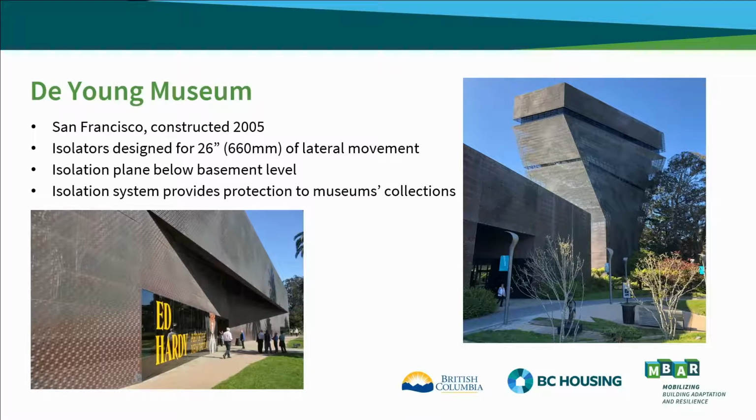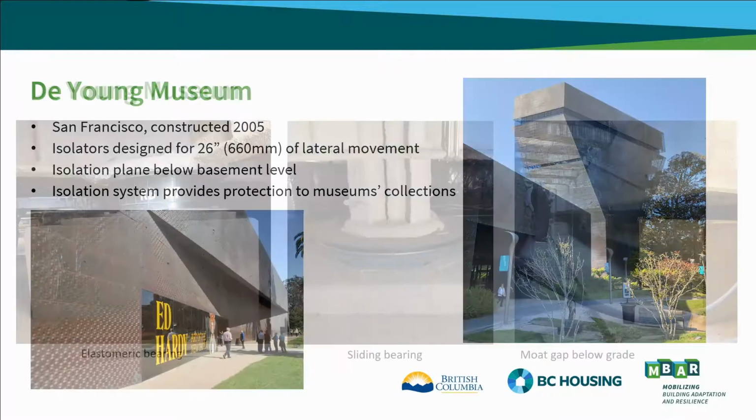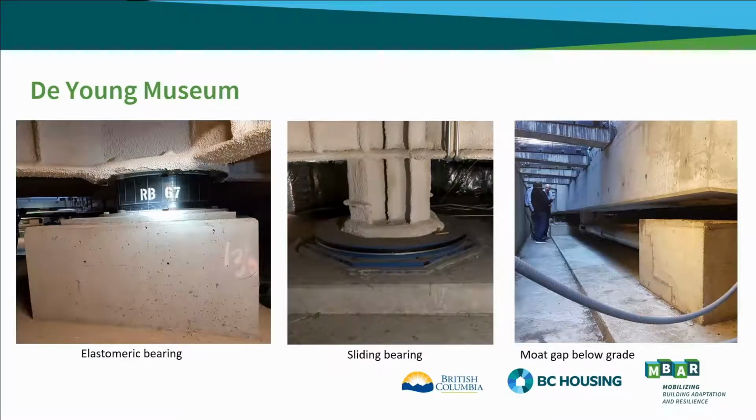Just an example of a building in San Francisco, the De Young Museum. Again, the isolators in here are below in the basement level, designed for a movement of 660 millimeters. And again, that movement is hidden because it's covered, it's in the moat. And again, this was selected to be isolated to provide protection to the museum's collections.